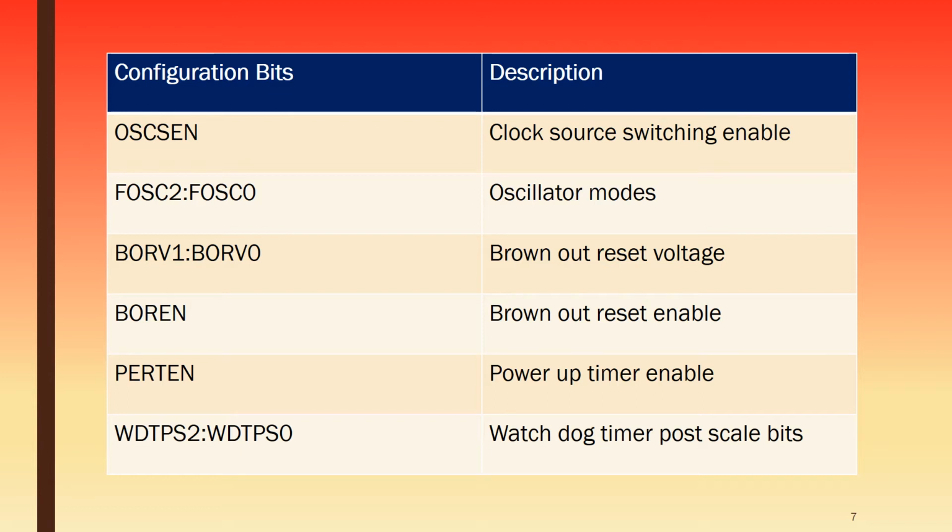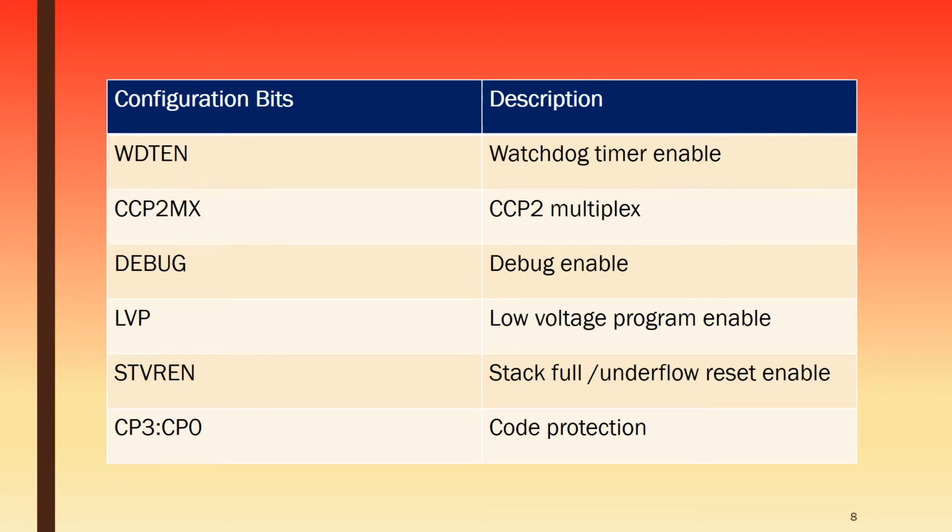PWRTEN, that is power up timer enable. WDTPS2 to WDTPS0, these are watchdog timer postscale bits. Then WDTEN, that is watchdog timer enable. Then CCP2MX, this is CCP2 multiplex. DEBUG is debug enable. Then LVP is low voltage program enable.